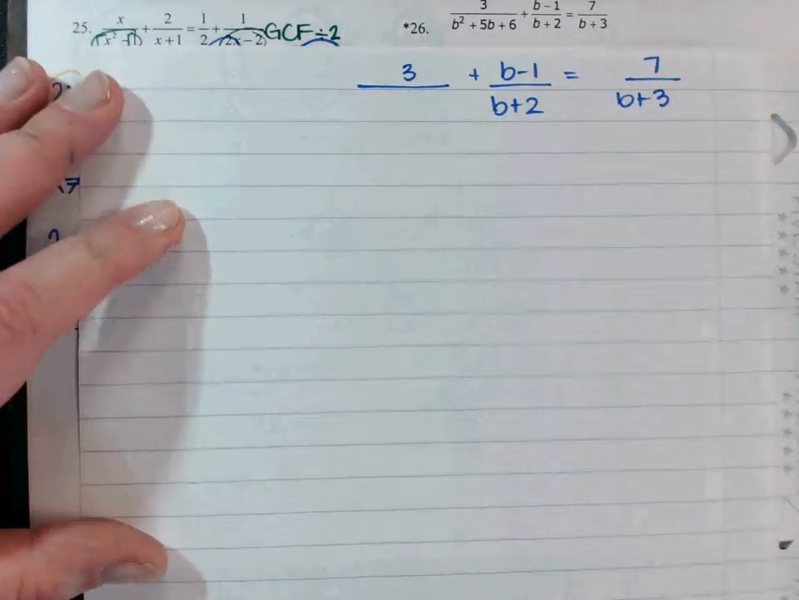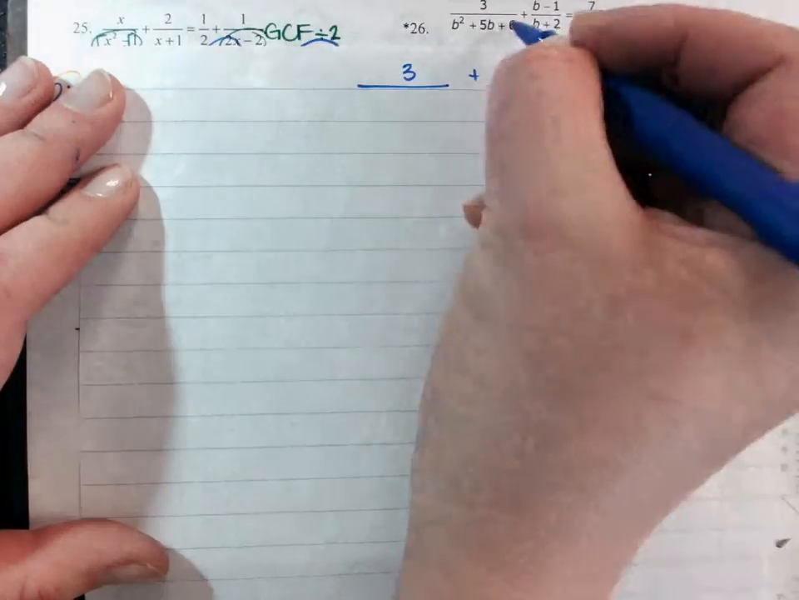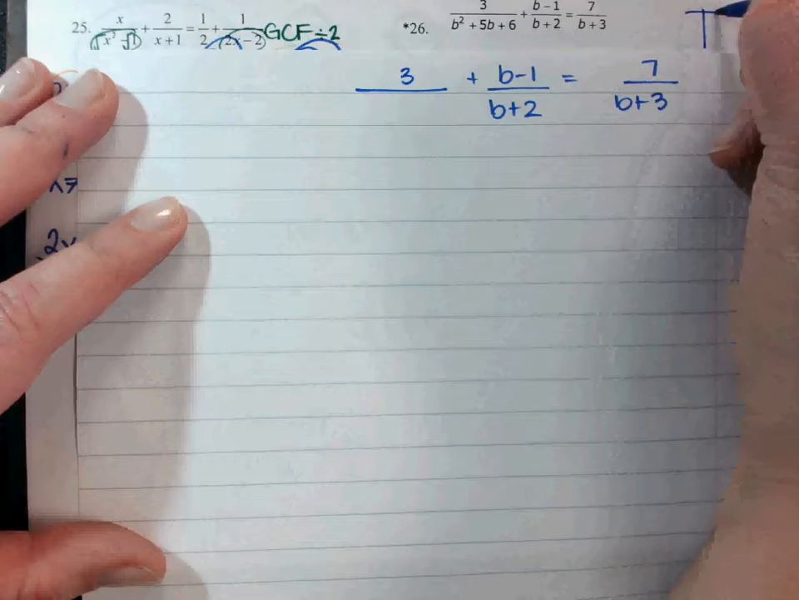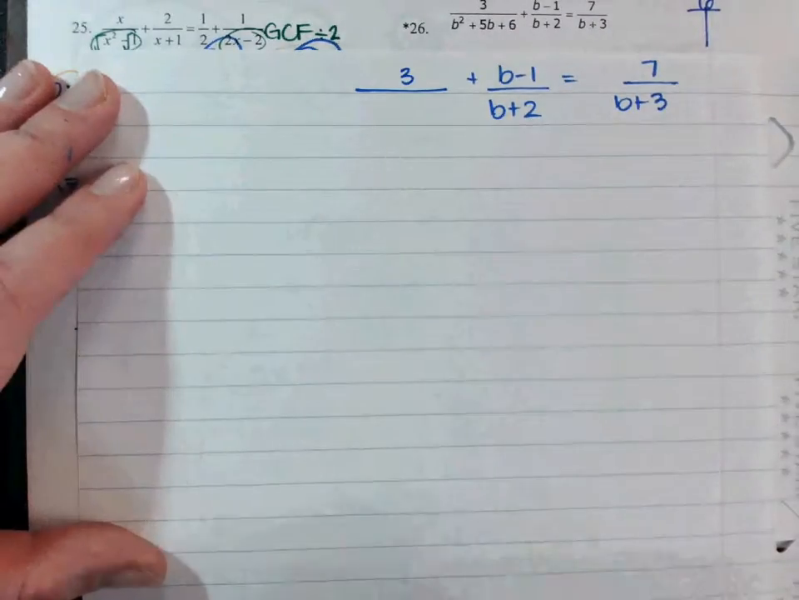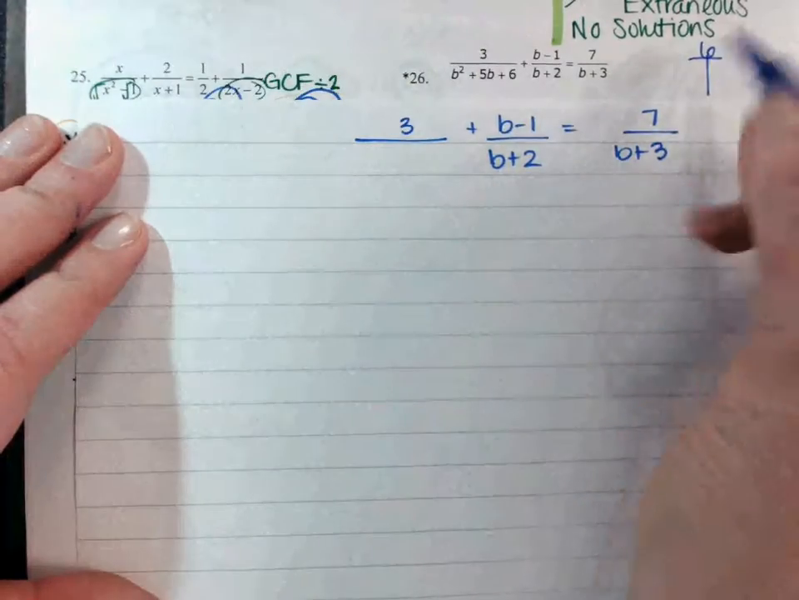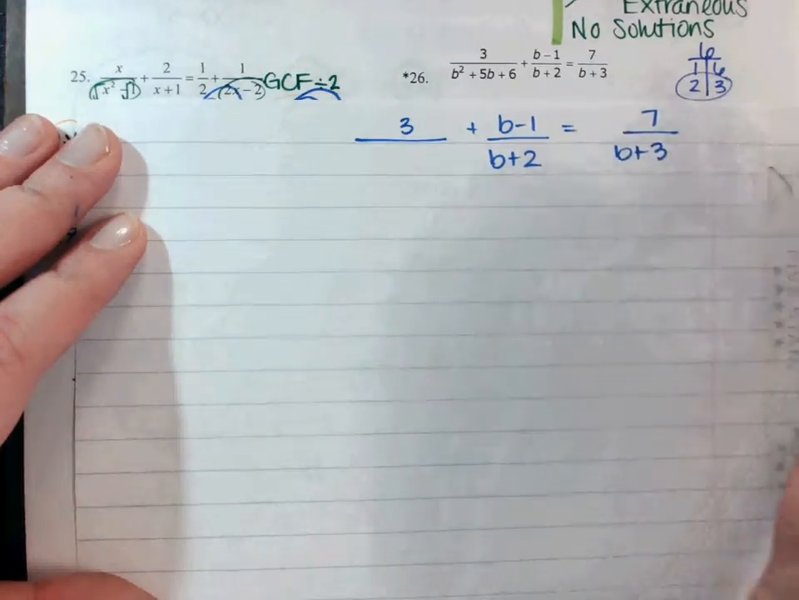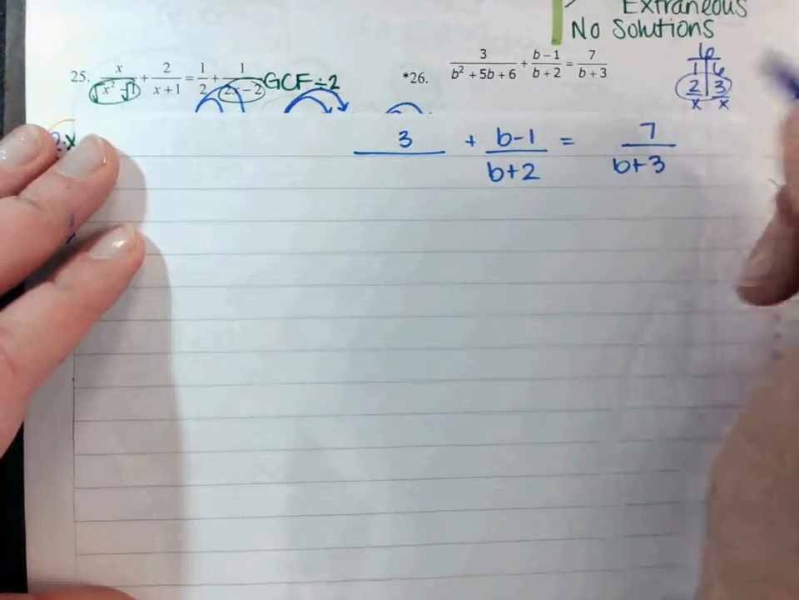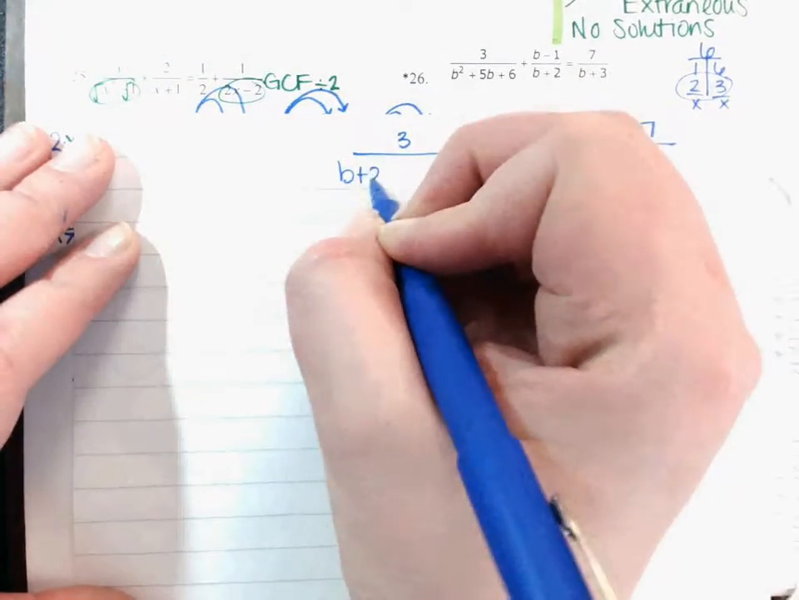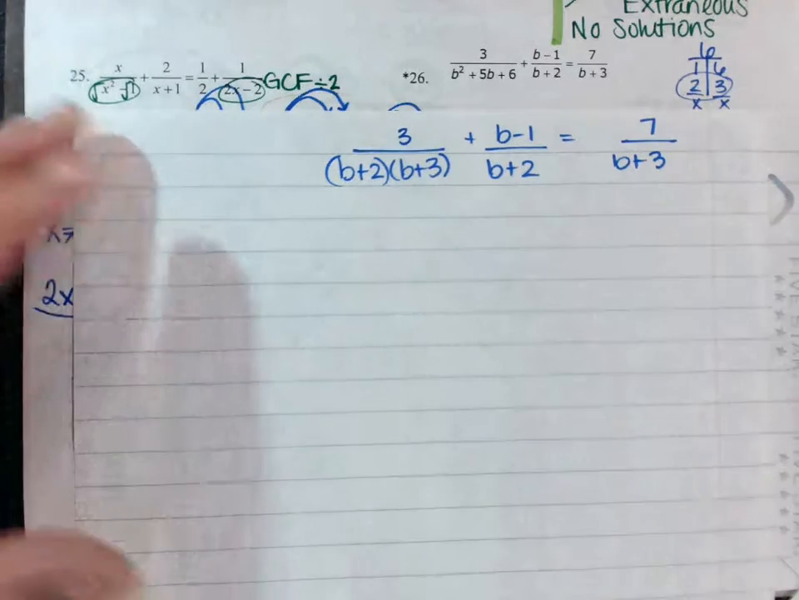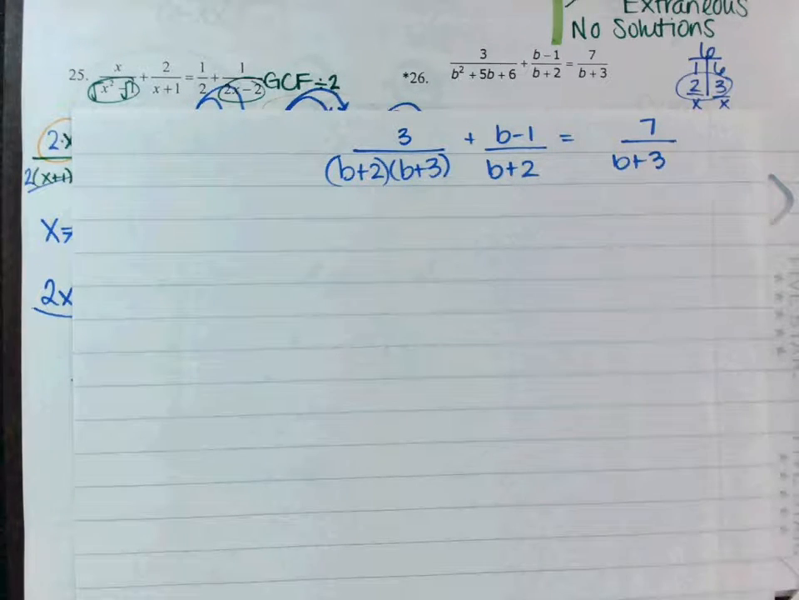Okay, so when you're looking at the bottom here, I need numbers that multiply. Okay, I need them to multiply to 6 and add to 5. What could I pick? 3 and 2. Very good. Divide them both by x. It's a b plus 2. Okay, b plus 2 and then b plus 3.